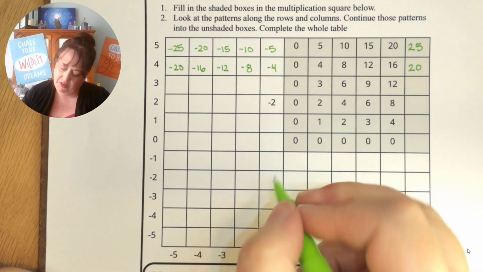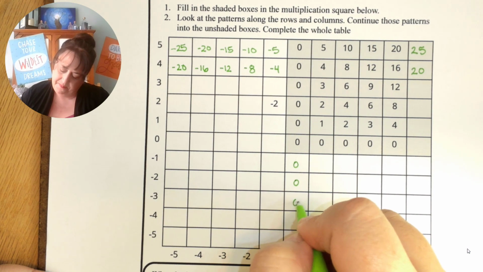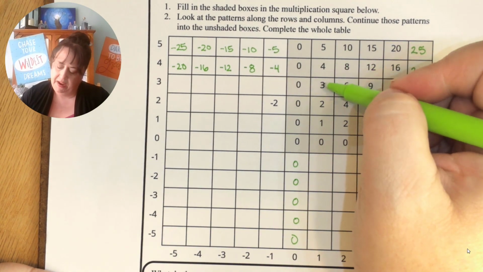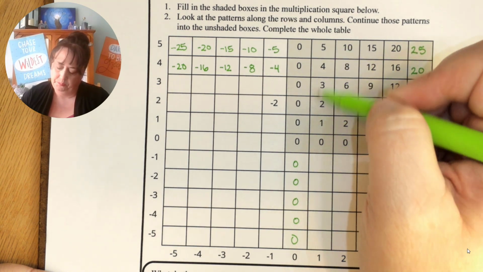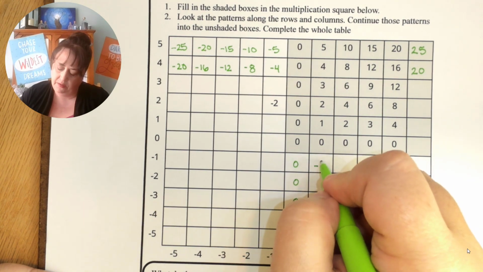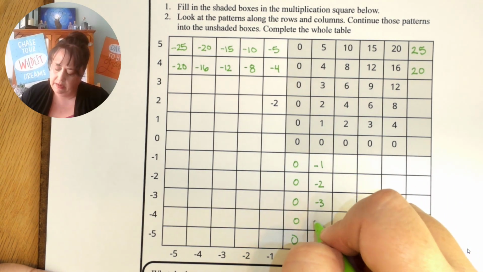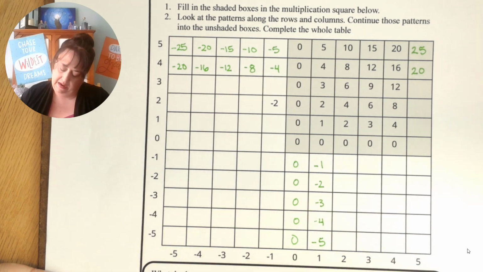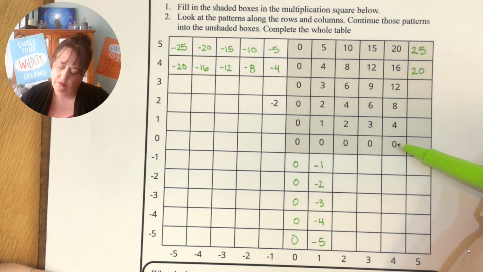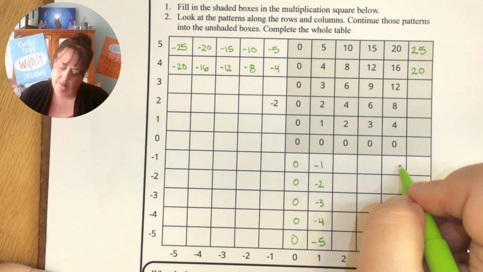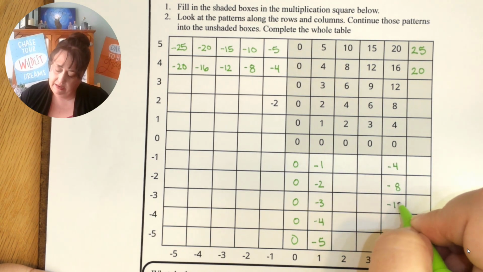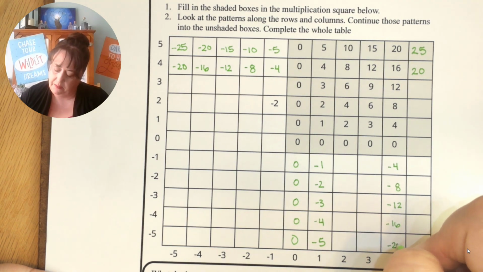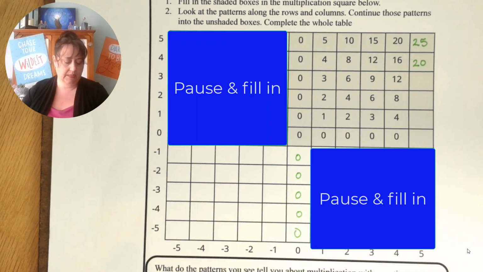What's this? Zeros all the way down? 5, 4, 3, 2, 1, 0. Looks like we're going down by 1 every single time. So -1, -2, -3, -4, -5. 20, 16, 12, 8, 4, 0. What happens next? -4, -8, -12, -16, -20.